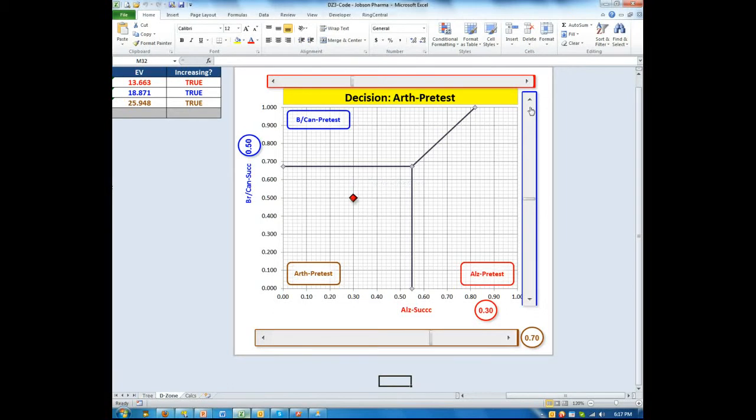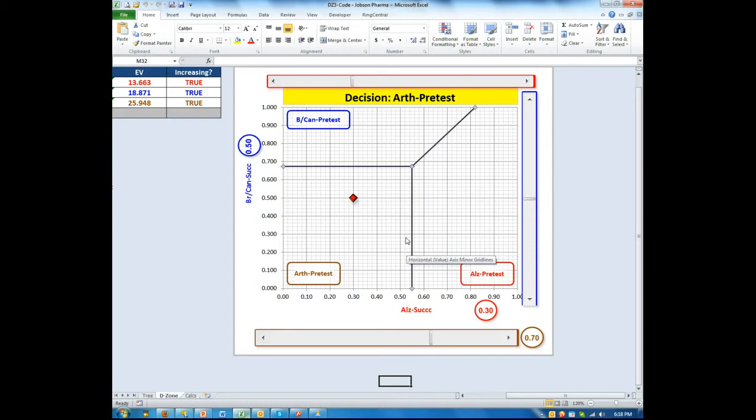If we start moving towards a higher level of breast cancer success, you will see that we need to move over to breast cancer pretesting. So this is very important because it really allows us to study how much error we can tolerate. This distance and this distance actually reflects the tolerance level we have with those assumptions. In other words, we assume 30%. Even if we get to 55%, we are still safe in working on arthritis pretest.